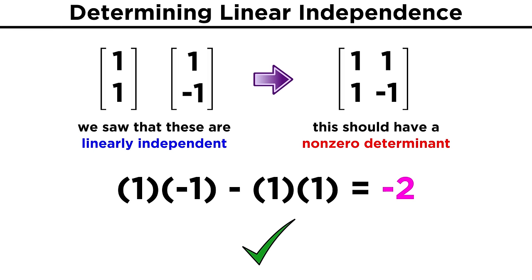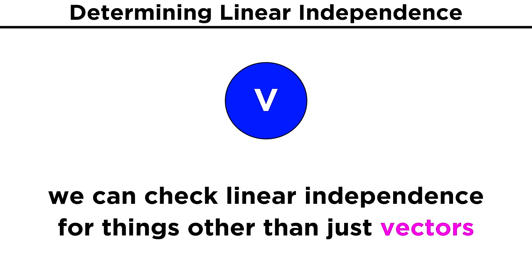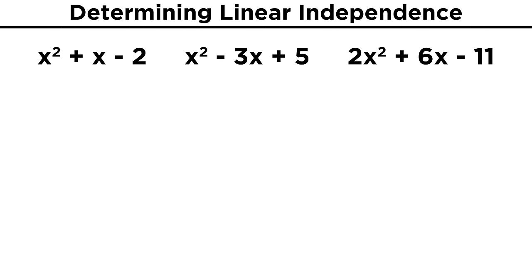Finally, given that vector spaces can be made of more than just vectors, we can also check for the linear independence of things other than vectors. For one last example, let's take a set of polynomials, x squared plus x minus 2, x squared minus 3x plus 5, and 2x squared plus 6x minus 11.